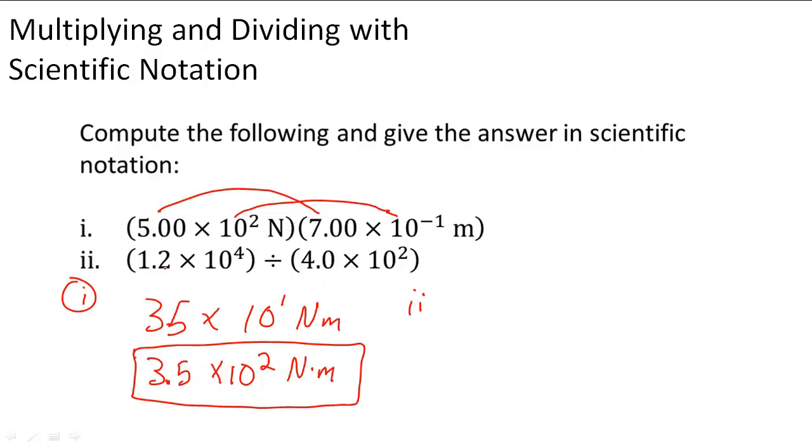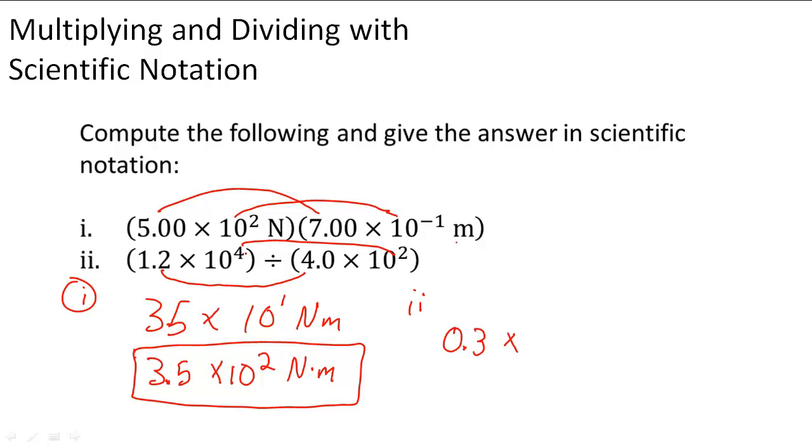So what we do is the same thing, but we just divide these first two numbers, and then we divide 10 to the fourth power by 10 to the second power. So when we divide 1.2 by 4.0, we get 0.3. And then I'm going to multiply that by what I get when I divide 10 to the fourth power by 10 to the second power.